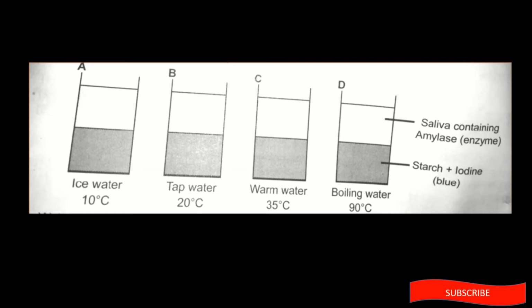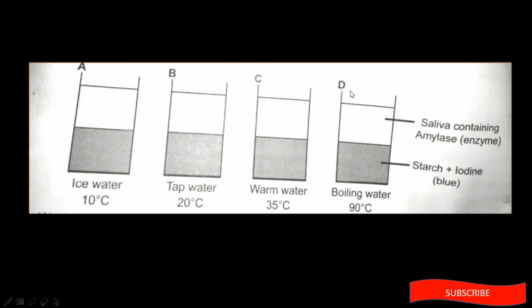And because your enzymes digested starch, your solution will change from blue to yellow. Why is it changing from blue to yellow? It's changing from blue to yellow because your test tube does not contain starch anymore. This starch was digested by amylase, hence it will change from blue to yellow.